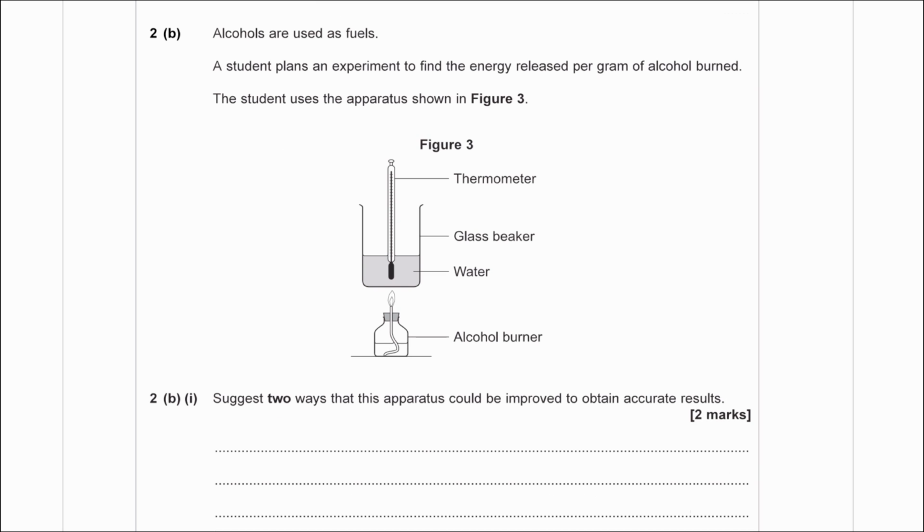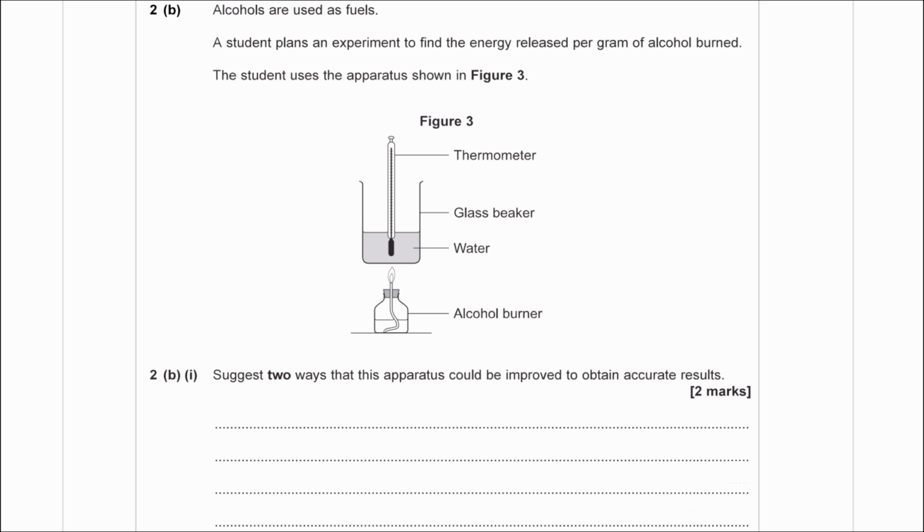Question 2b says alcohols are used as fuels. A student plans an experiment to find the energy released per gram of alcohol burned. The student uses the apparatus shown in figure 3. Alright, so let's have a look here. We have a thermometer, we have water in a glass beaker, and we've got an alcohol burner underneath, so we're heating the water up and we're seeing how much the temperature rises. Suggest 2 ways that this apparatus could be improved to obtain accurate results.